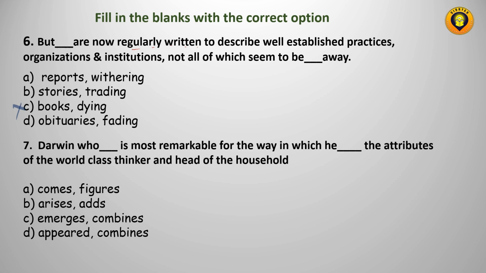Stories are never written about well-established practices, right? Facts can be written. So the next thing which we will eliminate is stories. We are left with two options: reports withering, and obituaries fading. Now which to choose? Reports can also be written regularly.